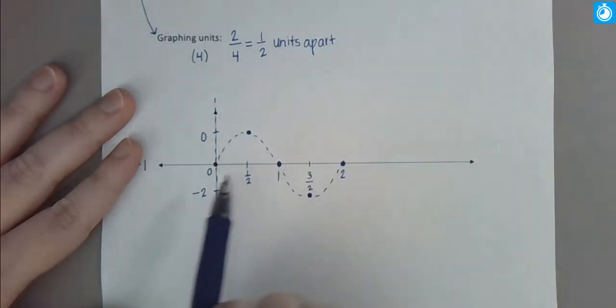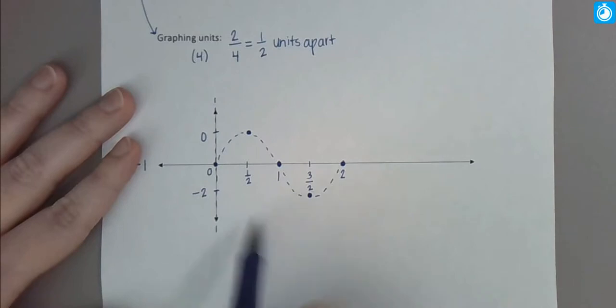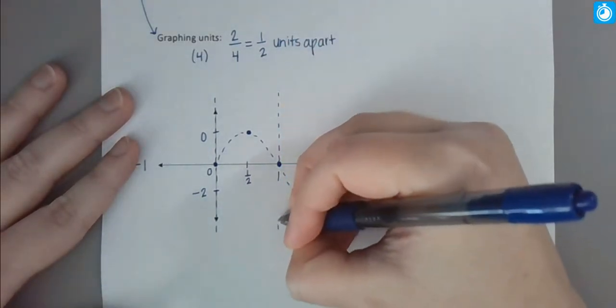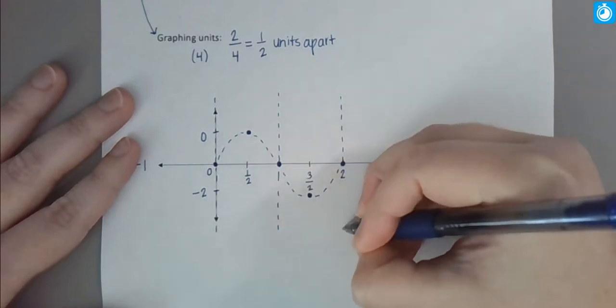So in this case, across this single period, we intersect our central line 3 times. That means there will be 3 vertical asymptotes on this period for this function.